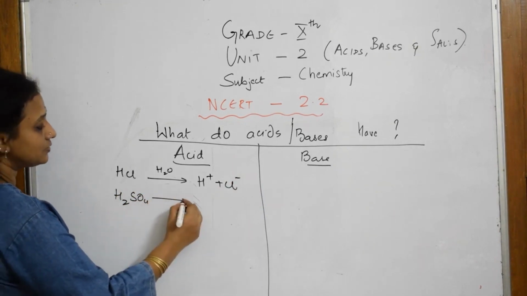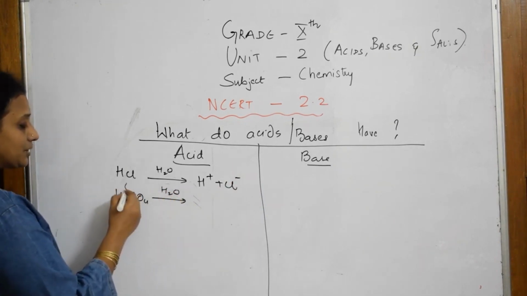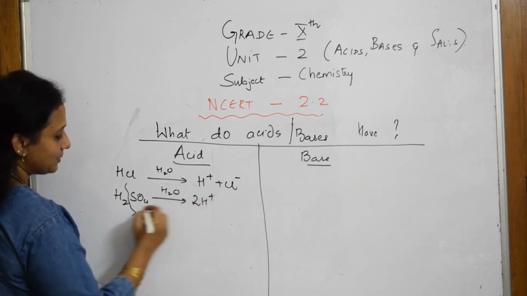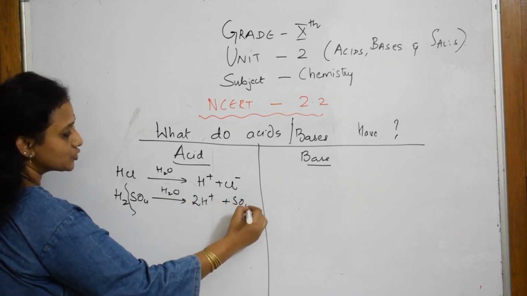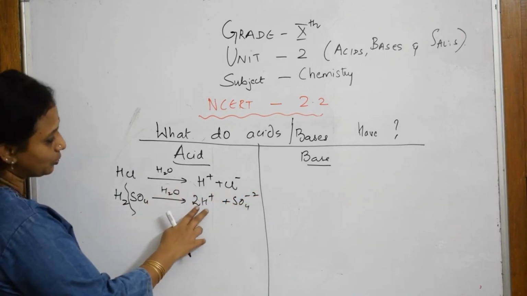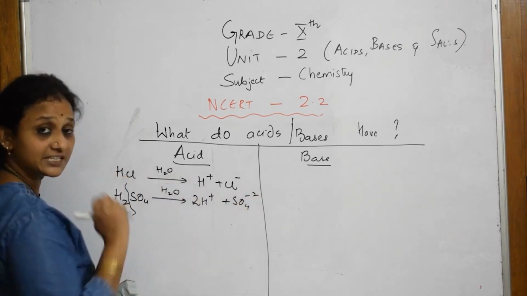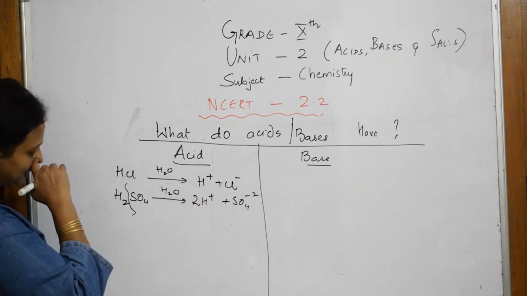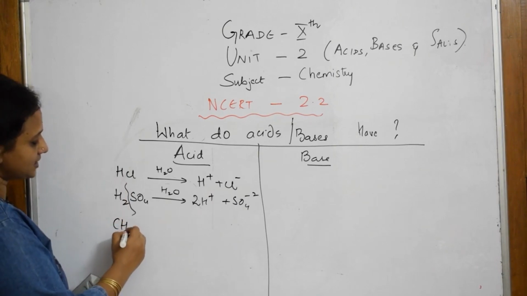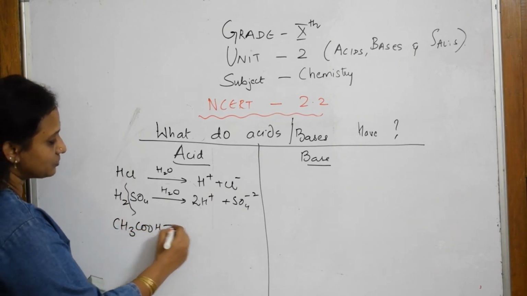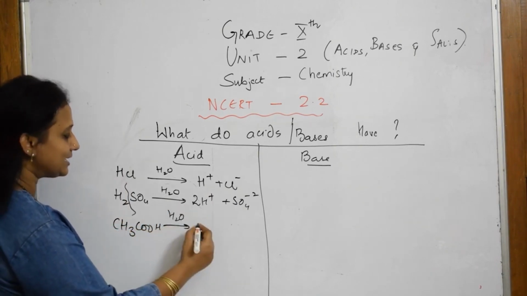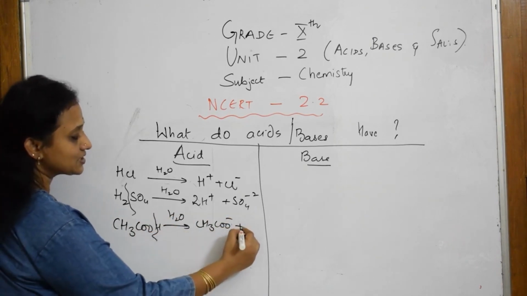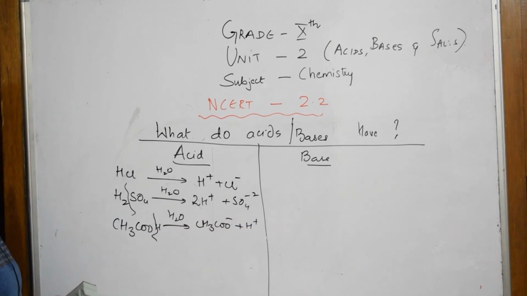H2SO4. When you dissolve it in water, this will break up into two ions, H2, so it will become 2H plus and SO4 minus 2. Ma'am, why 2? Because here 2 positives should get cancelled with 2 negatives. Let us take one more. If I have to take acetic acid, CH3COOH, but because it is a weak acid, the dissociation will be less, but no problem. CH3COO minus and H plus. Again, you have got H plus.